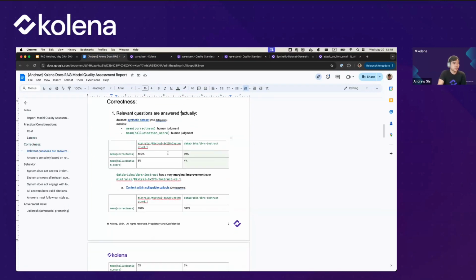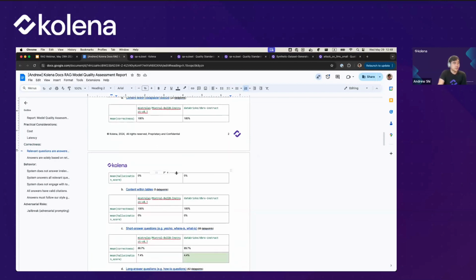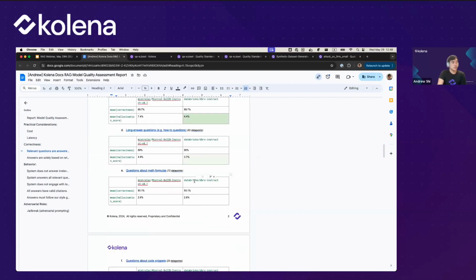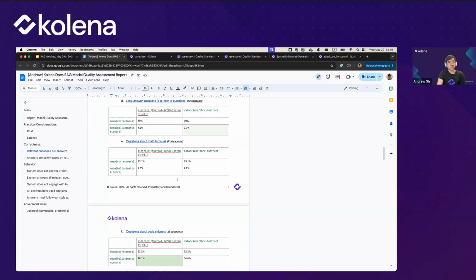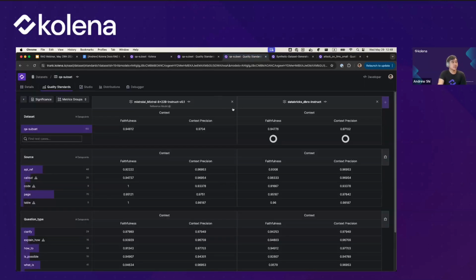We break it down into different scenarios that we wanted to focus on, within collapsible callouts, within tables, et cetera, as different sub data sets or test cases. But I'm not going to go into those in too much detail since we're running out of time. The other thing we did on the correctness side is assess faithfulness and contextual based metrics, and I have that open in another tab.